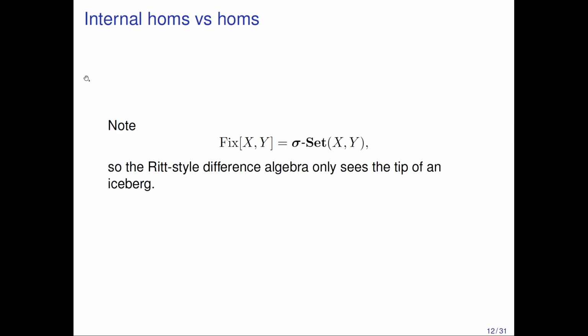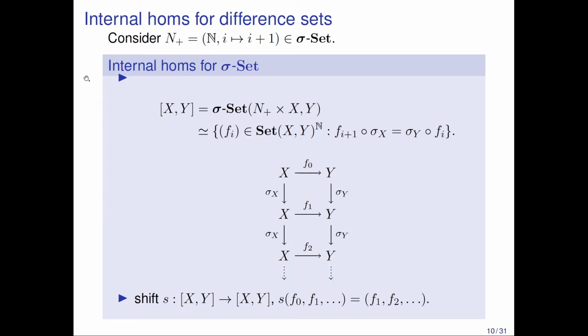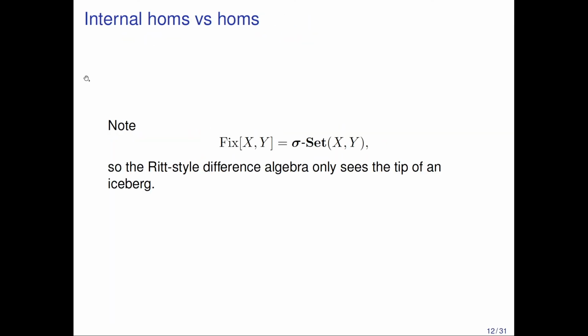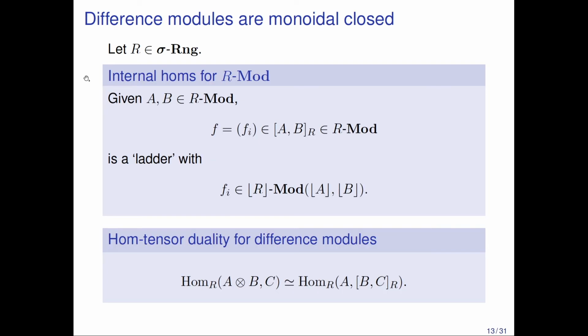And you'll see that the relationship to the usual Hom is that the fixed points of the internal Hom give you the usual Hom. So Ritt-style difference algebra only sees a small bit of what's actually happening in the background. The way to justify this relation is if we go back to the diagram. You see, if one of these tuples is fixed by the shift, that means that all the f_i's are equal, which just means that you have commutation on the nodes. Right?